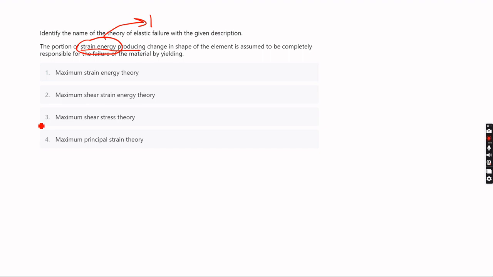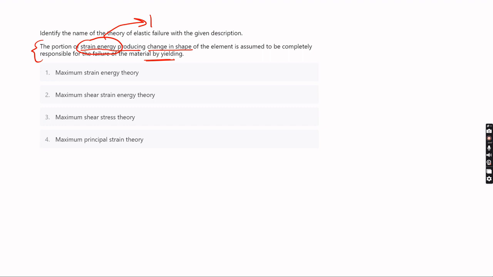Okay. So the portion of strain energy producing change in state of the element is assumed to be completely responsible for the failure of the material by yielding. Any one of you, do you know the meaning of this statement? Can you explain? I'm asking because I have explained this theory in the simple stress strain class.